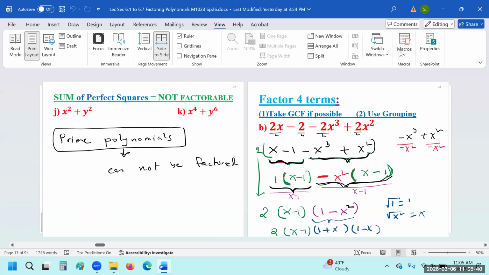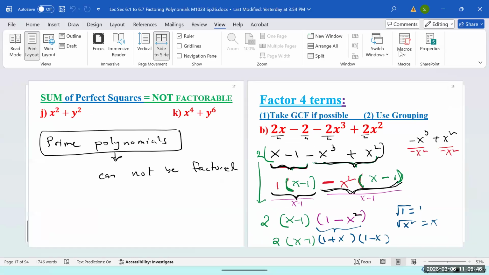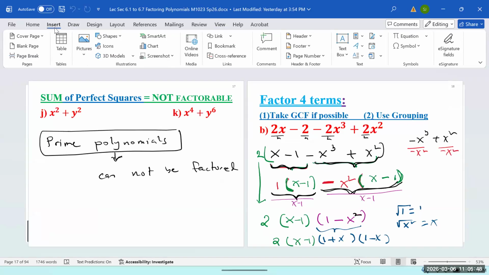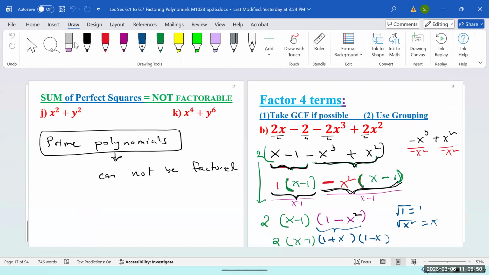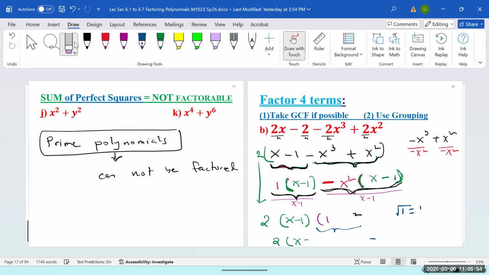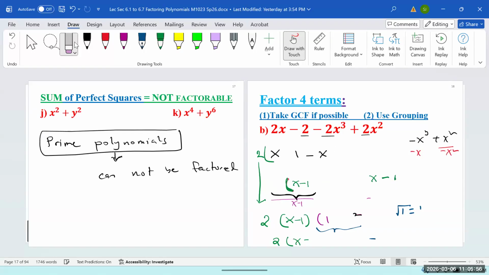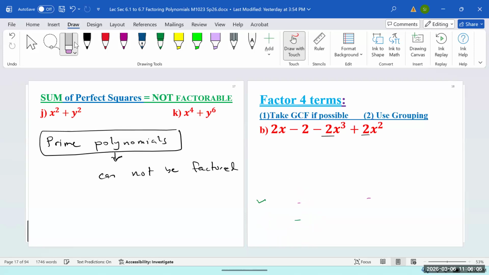And then 4 terms. We are going to start today's lecture with 4 terms. I did that yesterday with my other class. Let me erase this. For 4 terms, there are also 2 choices. Either we can pull out a GCF, and whether we can or cannot, it doesn't matter. At the end, we have to use a grouping method to factor our 4 terms.